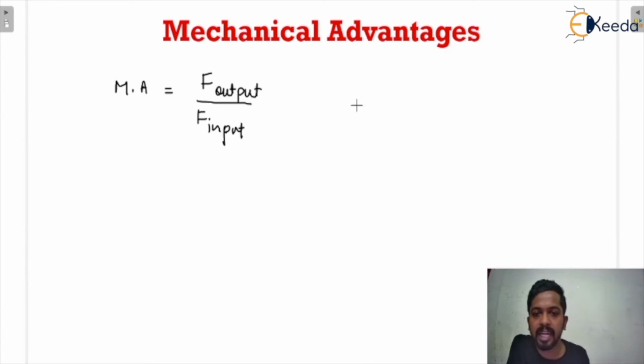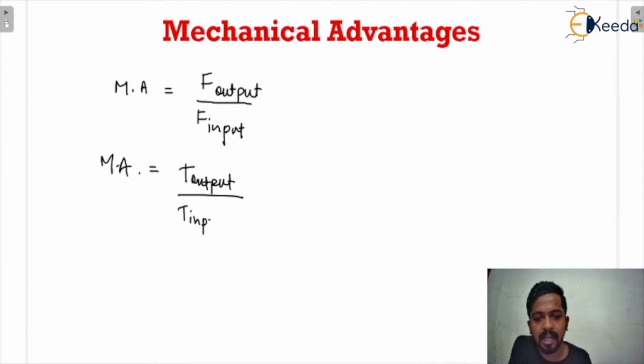If you want to write the mechanical advantage in terms of torque, you may write that mechanical advantage is equal to torque output, that means the torque at the output, and the torque at input. So that is the mechanical advantage in terms of the torque. Okay, so if in the question it is given that there is a force input and output, you can find out the mechanical advantage using the first equation, and if the torque is given, then you can calculate the mechanical advantage using the second equation.